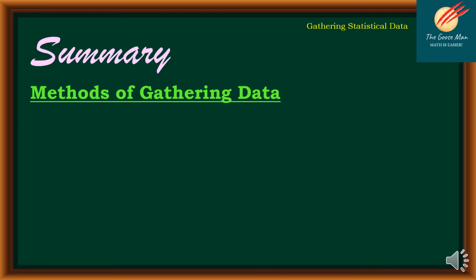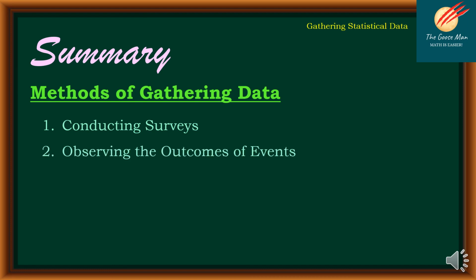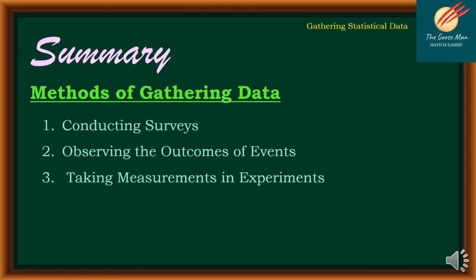To summarize our discussion on gathering statistical data, here are the 4 methods of gathering data. The first one is conducting survey. There are 2 types of conducting survey, either by interview or by questionnaire. Number 2 is observing the outcomes of events. Number 3 is taking measurements in experiments. And number 4 is reading statistical publications. So again, that ends our discussion on gathering statistical data.